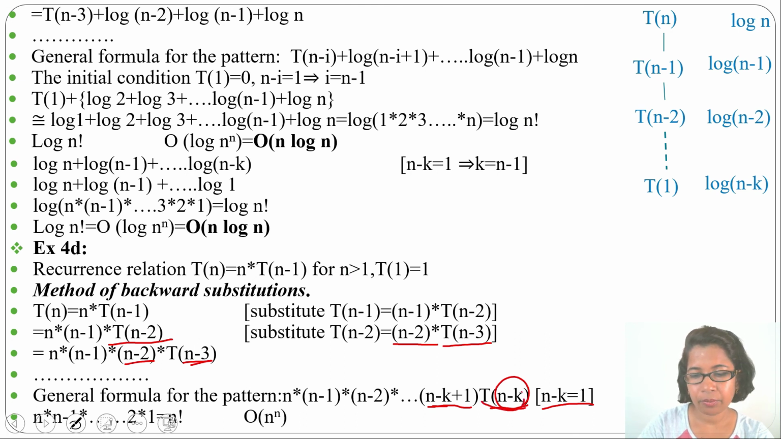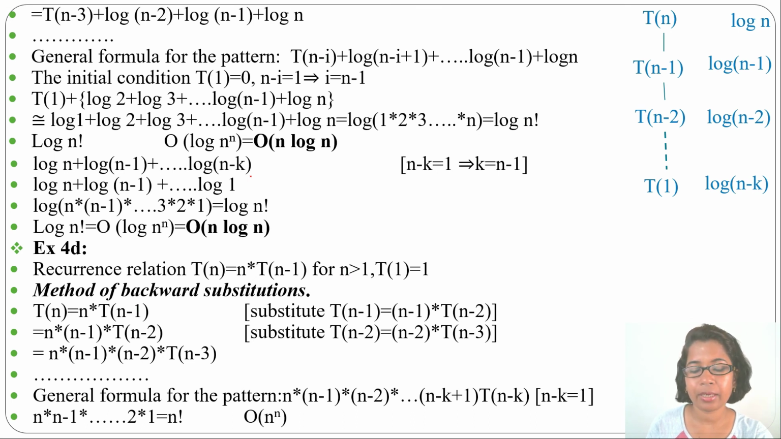Then this T(n minus k) we are comparing with T(1). So the n minus k value will be 1, and the T(1) value is 1, so we are writing 1. And this thing we know as n factorial, and for n factorial its upper bound is big O of n power n. Its lower bound will be omega of 1. So running time will be big O of n power n.